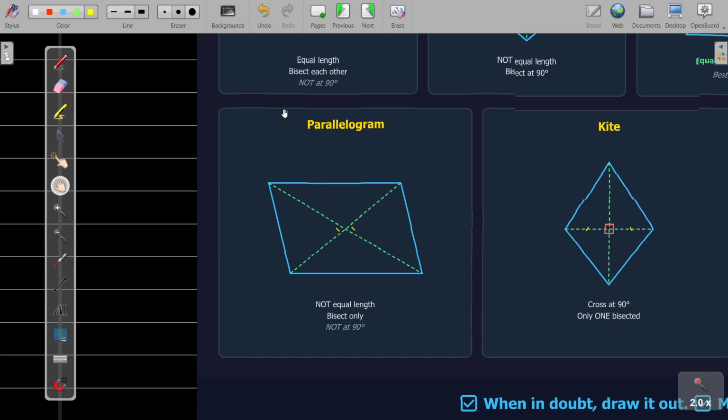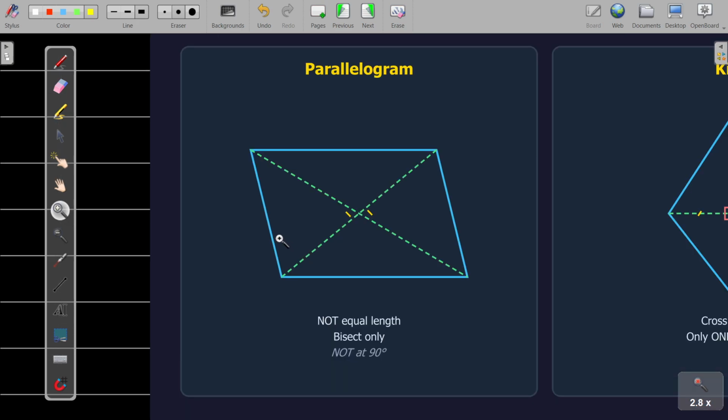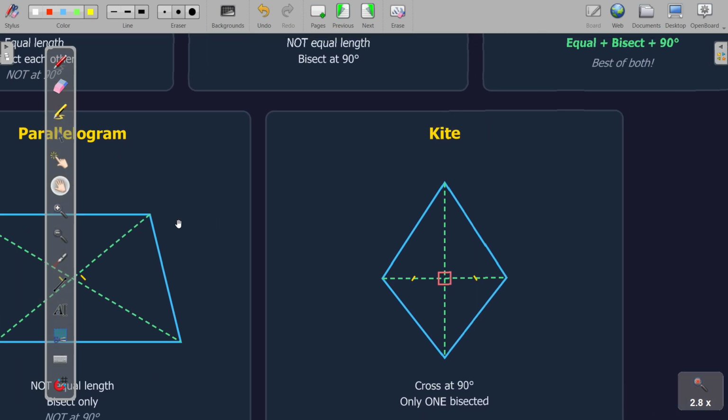Finally, let's go into the parallelogram. I pushed over a rectangle. Now the diagonals are not equal length. To be sure of that, they do bisect, but they are not at 90 degrees. They cut each other in half. Okay? This shape right here is not really that special.